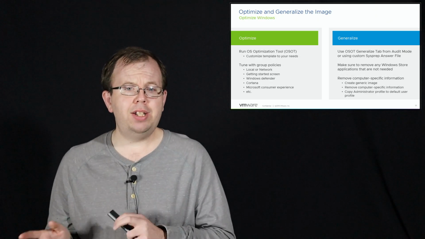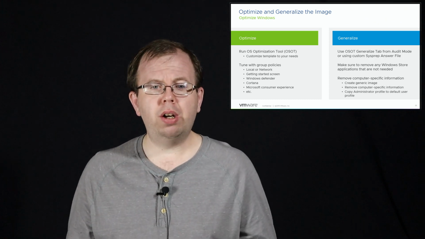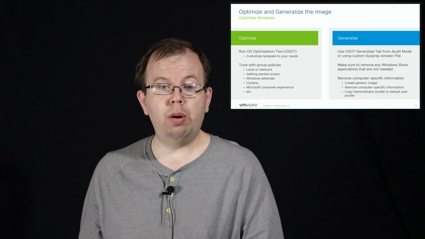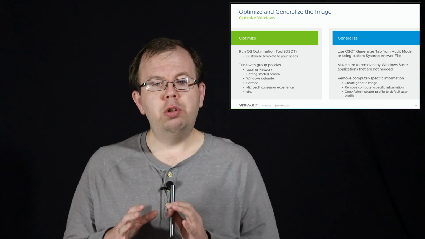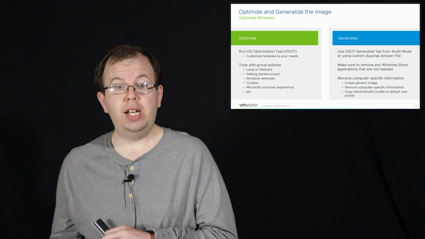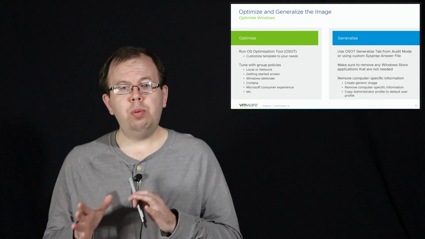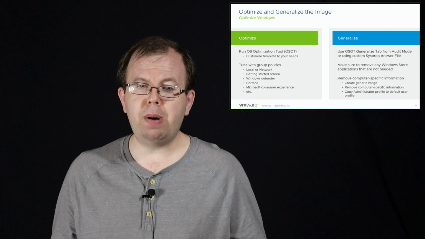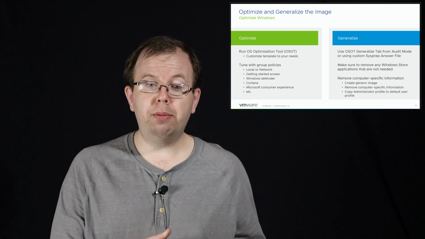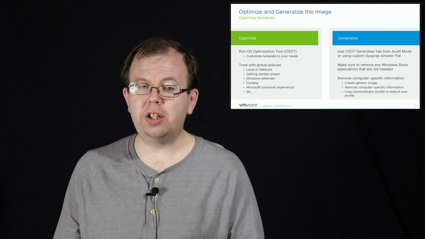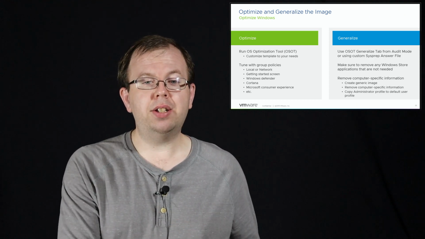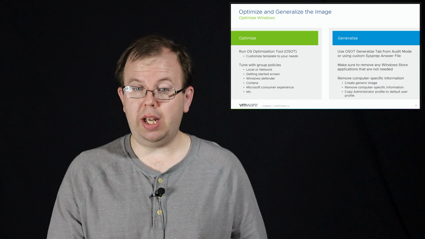Next, we're going to optimize and generalize the image. So first, we're going to run the optimization tool to customize our desktop, to optimize our desktop and turn off unneeded things. Whatever we don't do with OSOT that we may want to tune, we would want to look at using group policies to configure other behavior. So this could be things like the getting started screen, consumer experiences, etc. Things that may not necessarily be configured by OSOT.